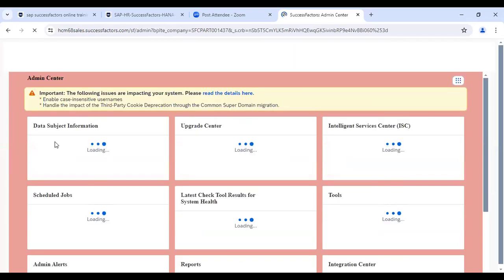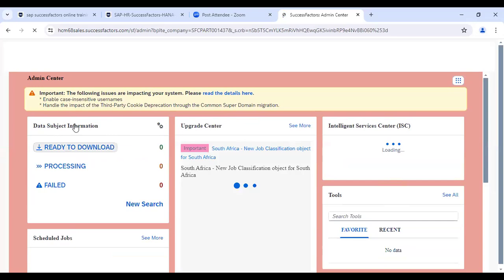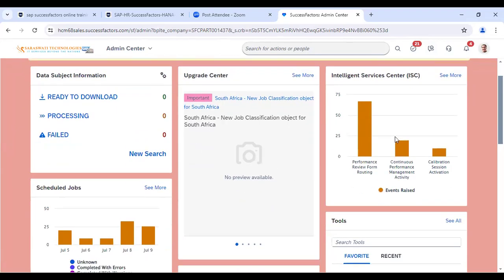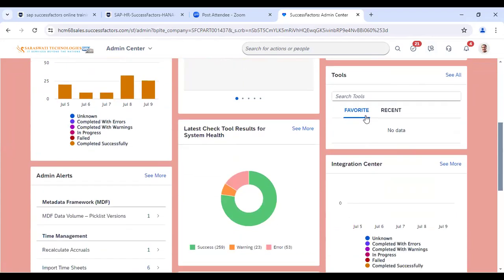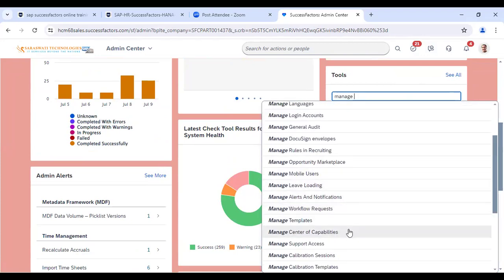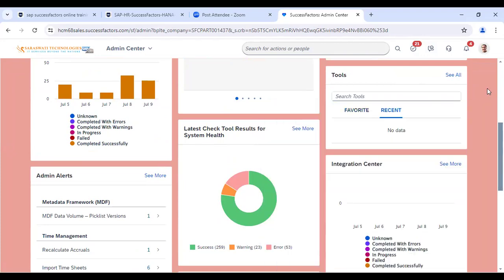Whatever information we have related to data, you can download the files here. The upgrade center shows what upgrades are coming to the system. These are the integrations being performed here. These are the tools. For example, in the recent tools, or if you want to search for anything, you can go from here as well. The workflow requests, everything you can see from the admin center.